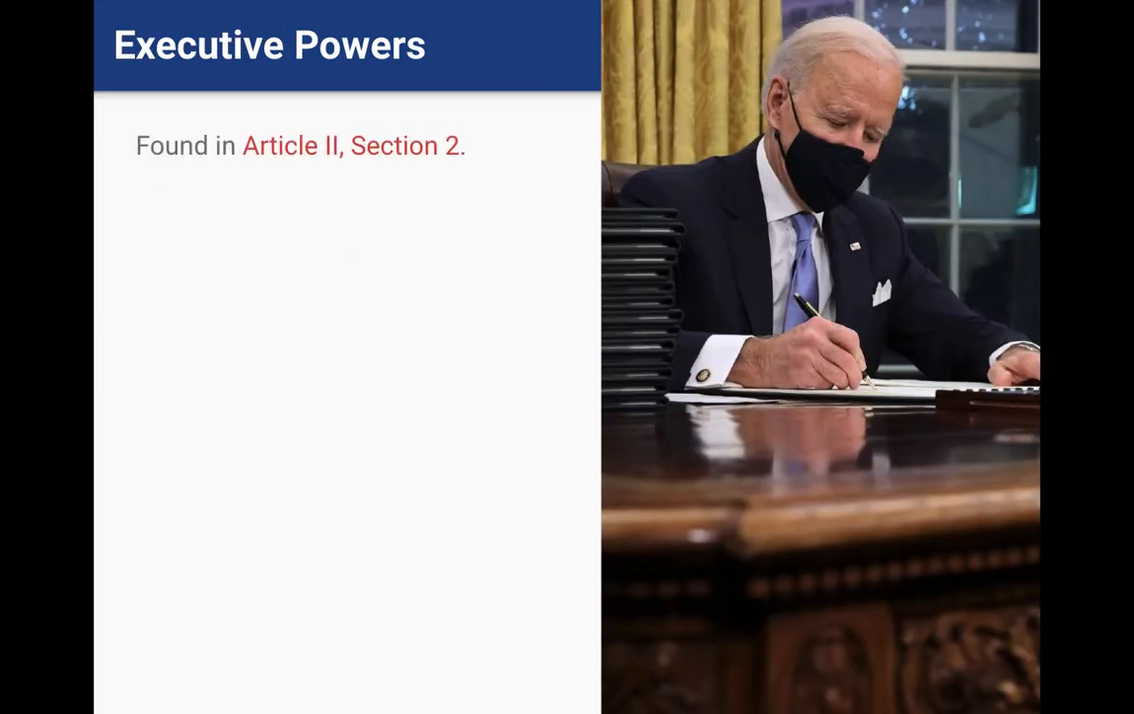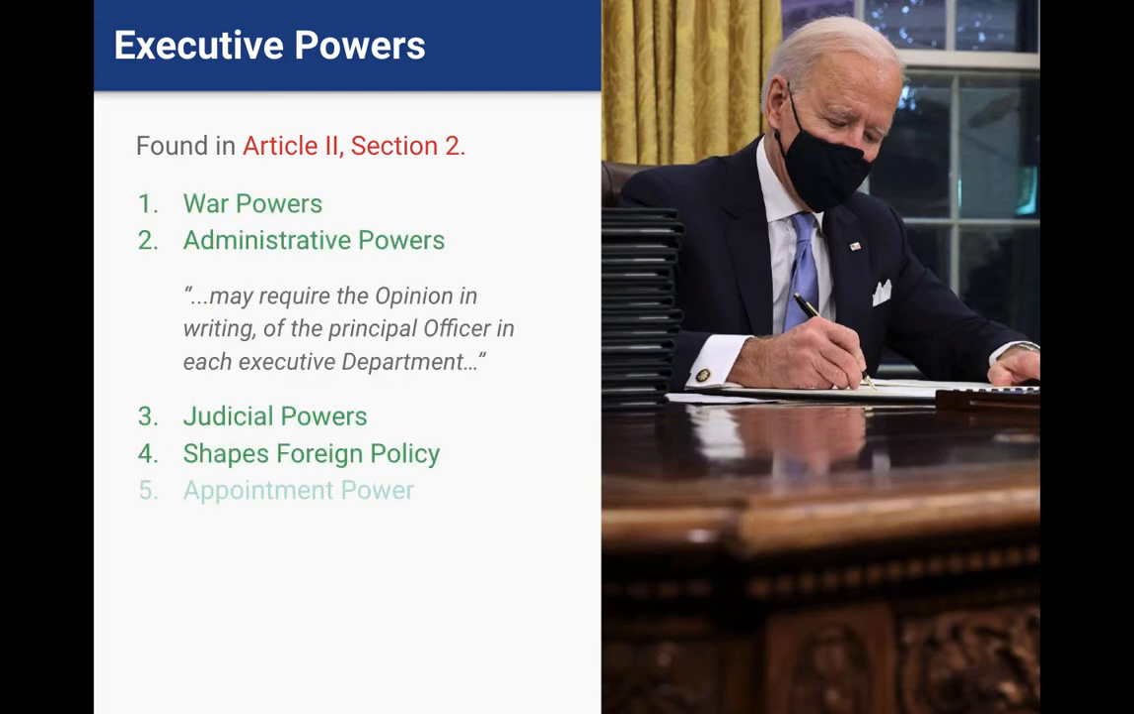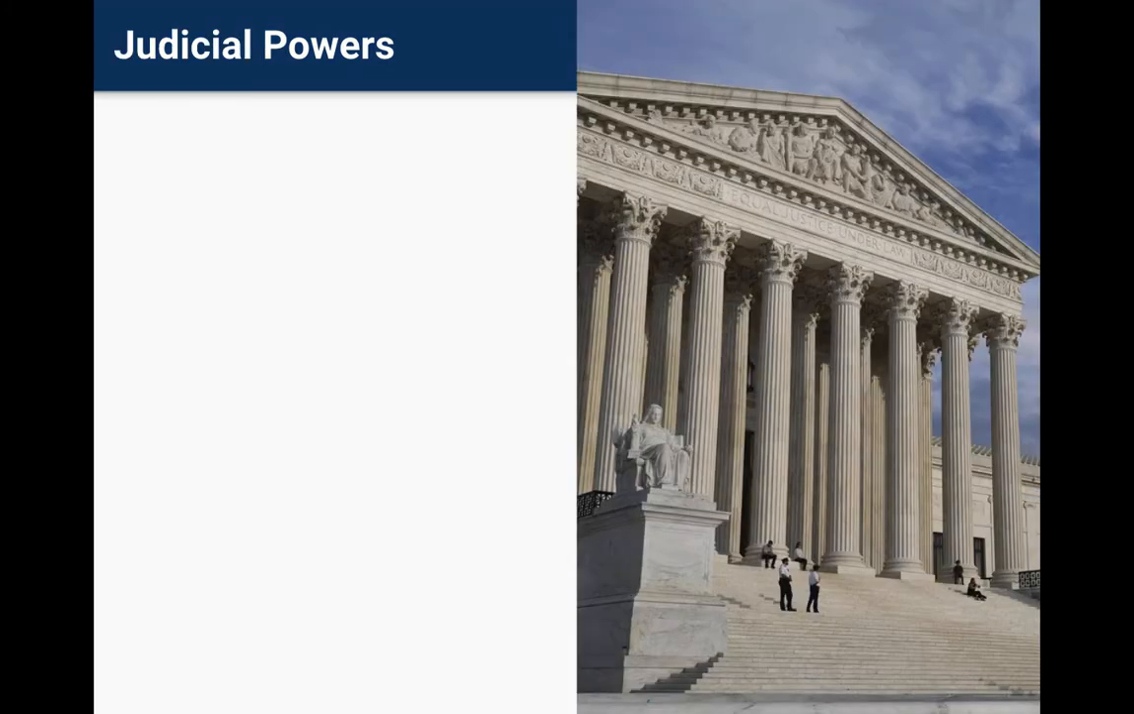Okay? In the executive branch, we're going to find those in Article 2, Section 2. And they have a number of different ones here. You have war powers, administrative powers, judicial powers, shaping foreign policy powers, appointment power, and the power to fill vacancies. We'll cover these in more detail in a couple lessons, but just know that for right now, executive power is found in Article 2, Section 2. So for Congress, that's Article 1, Section 8. Executive power for the executive branch, Article 2, Section 2.